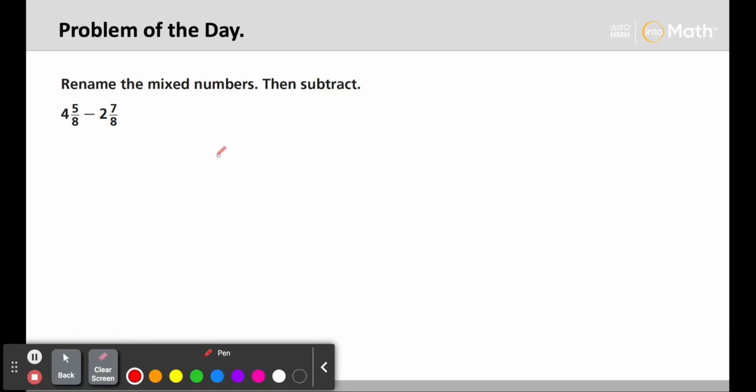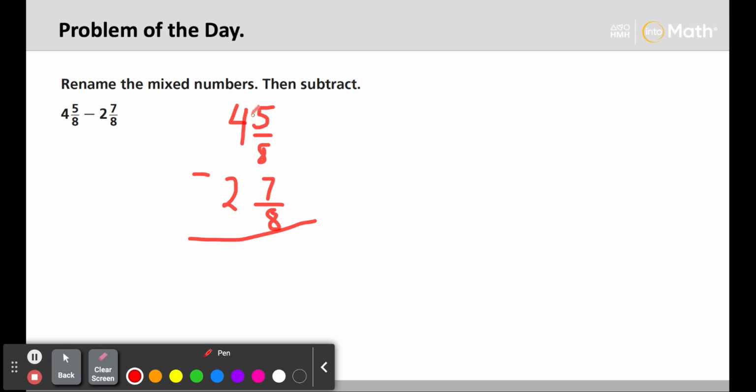So I'm going to rewrite the problem, and this time I'm going to line them up under each other. 4 and 5/8, and I'm going to take away, or subtract, 2 and 7/8. So this is a subtraction problem, and I need to regroup. In order to regroup, I need to borrow a whole number. So if I borrow a whole number, I have 4 wholes.